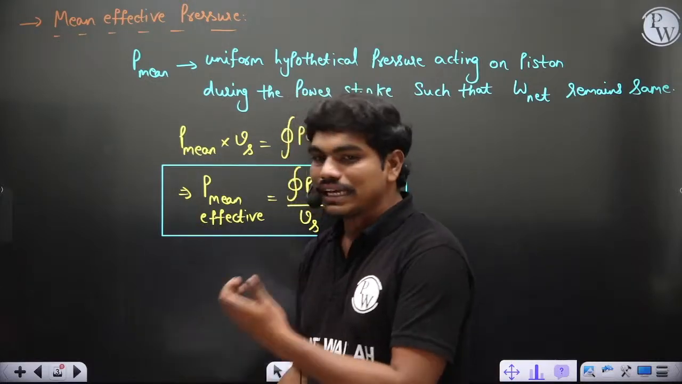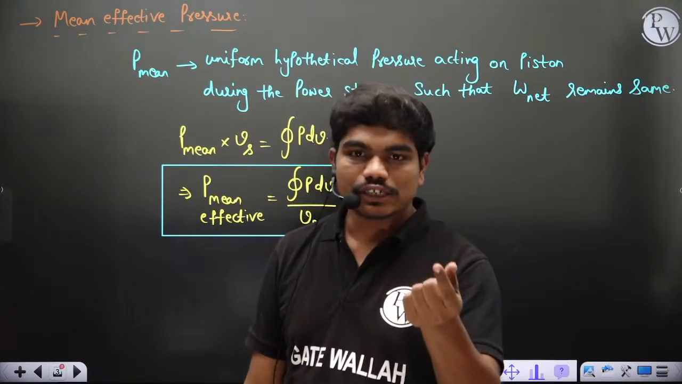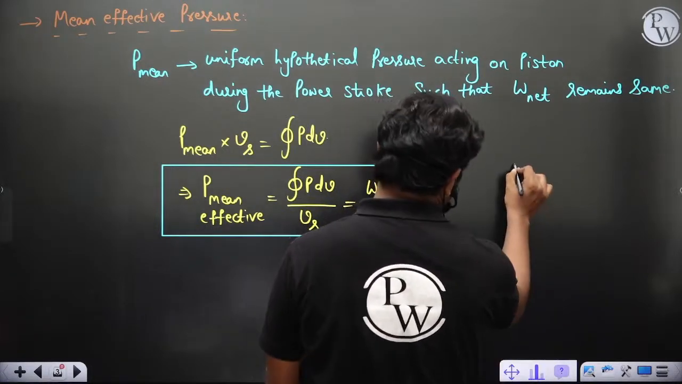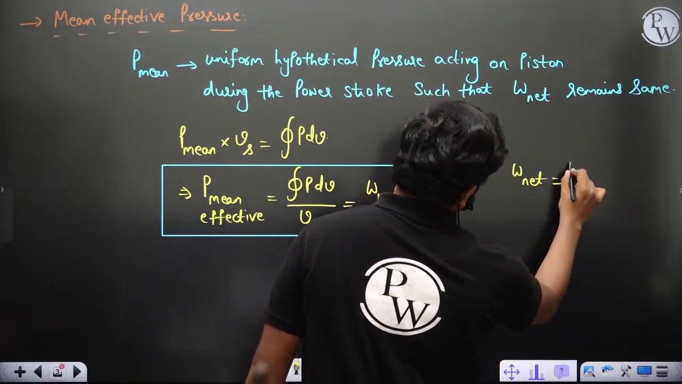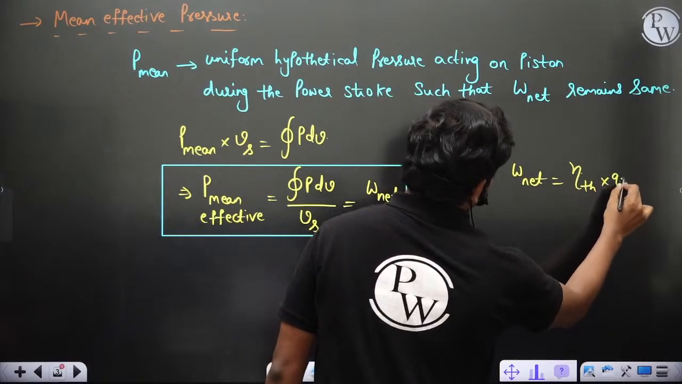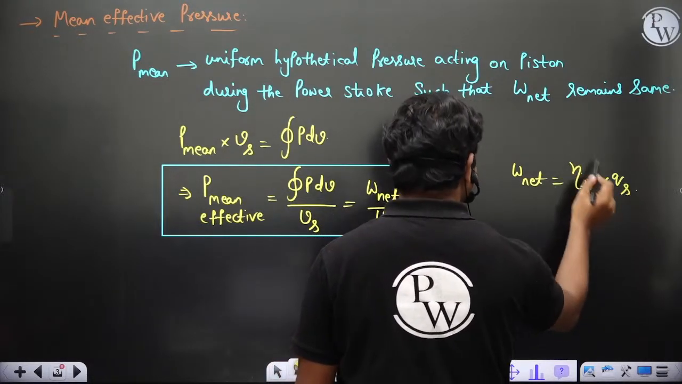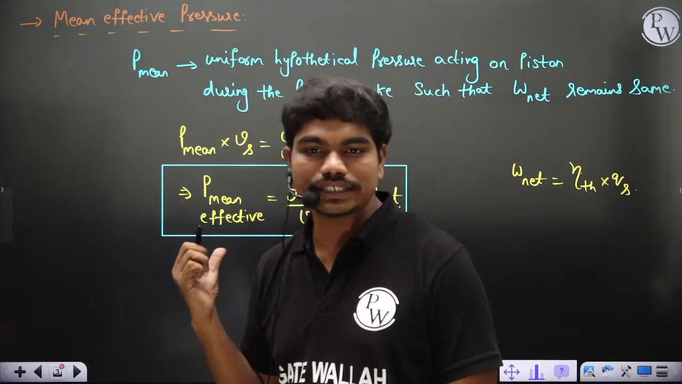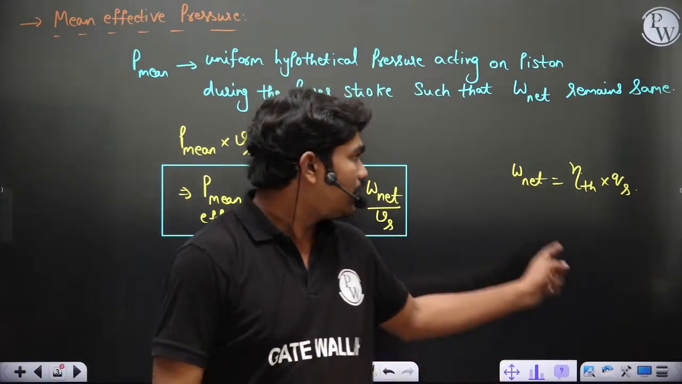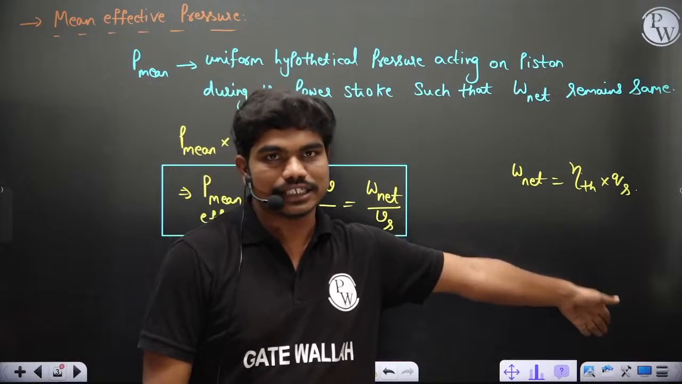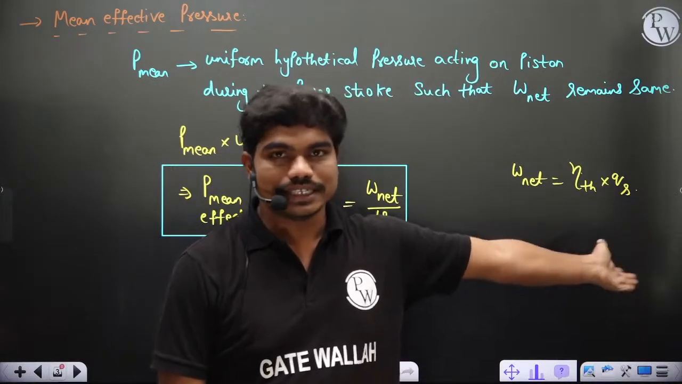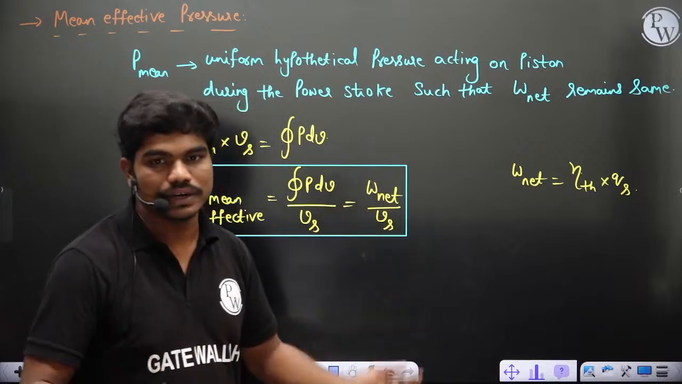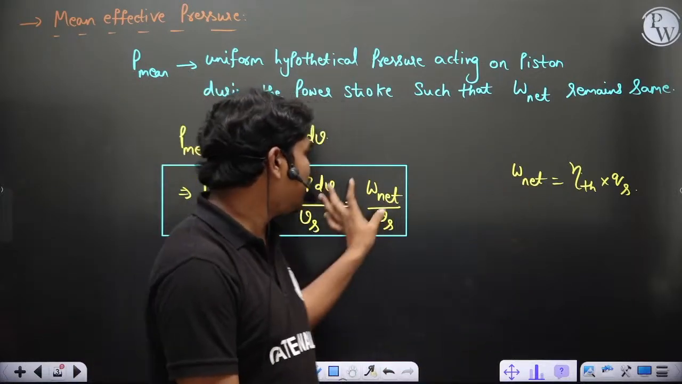Whenever they ask you P mean effective, just calculate the net work output of the cycle. How can you calculate net work output? Thermal efficiency into heat supplied. You know the formulas for the Otto cycle and diesel cycle, and also you know how to calculate QS. For QS in the Otto cycle, QS is Cv times T3 minus T2, and in diesel it is Cp times T3 minus T2. You can get W net, and then W net by Vs is what you will get. So this is a bit simple to analyze.